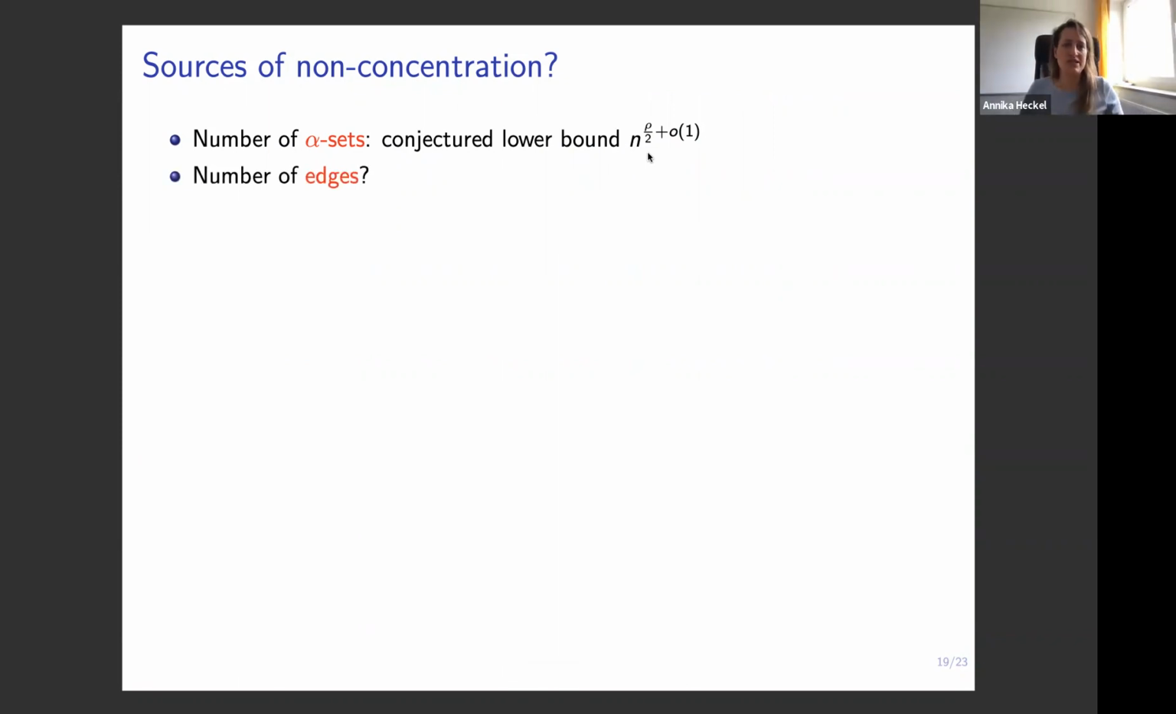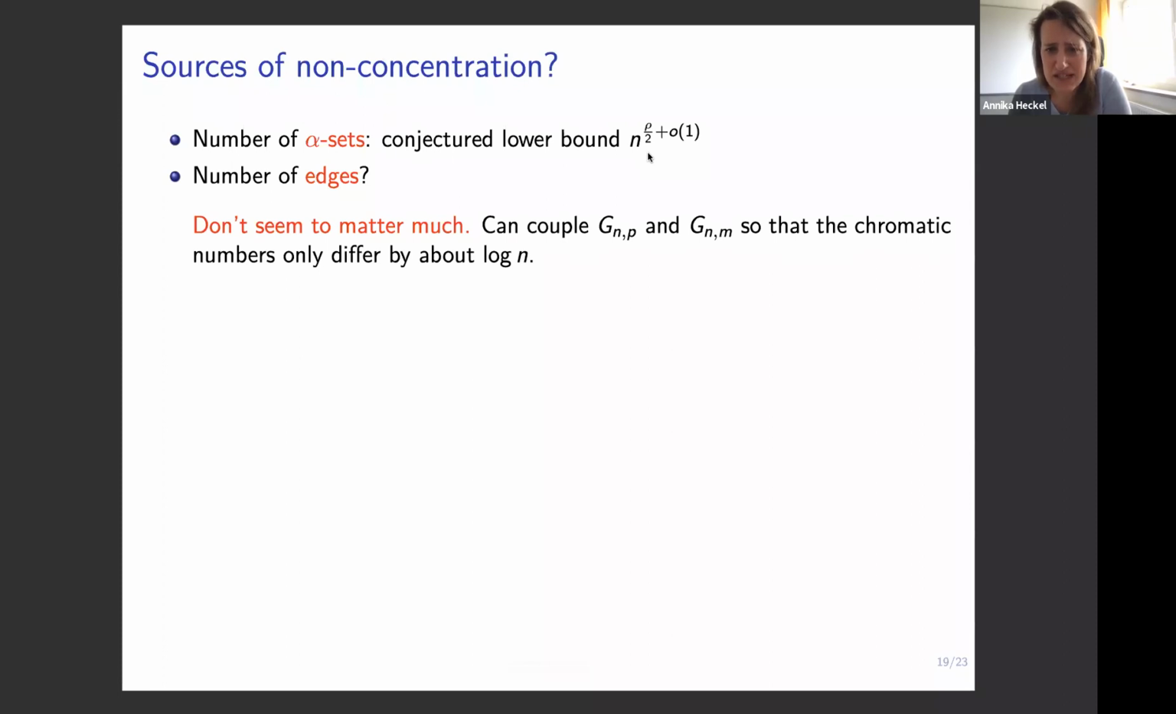What other possible sources of variation in the chromatic number are there? So if p tends to 1 at the right rate, then the number of edges induces considerable variation. This does not seem to be the case for G(n,1/2). So for p constant, we can couple G(n,p) and G(n,m), where we fix the number of edges, so that their chromatic numbers only differ by about order log n. So the number of edges can't make more of a variation than something of order log n.